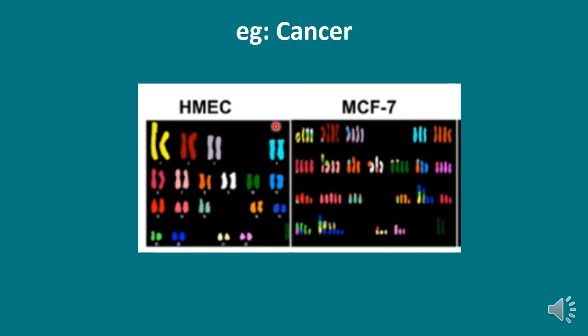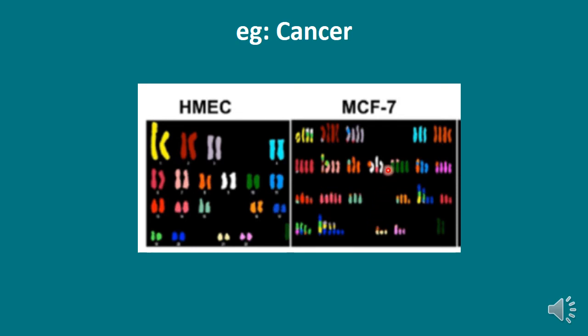Can you see any difference in these two karyotypes? What are the abnormalities you can see in the cancer cell karyotype? There are numerical abnormalities in the chromosomes. Here it is tetrasomy, here it is pentasomy. And can you see any structural abnormalities?